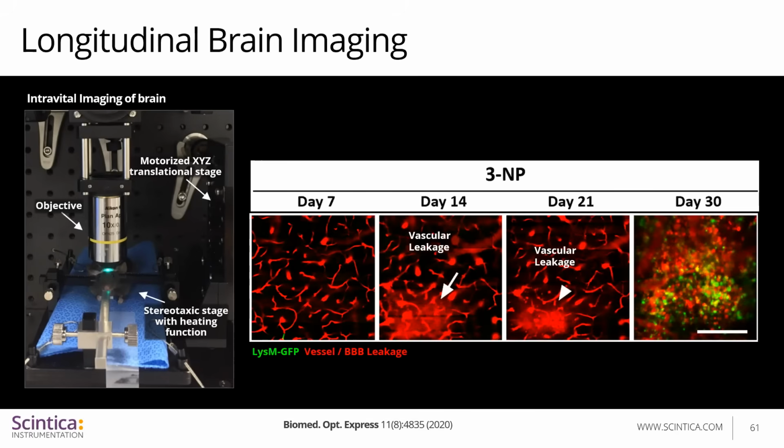And by using an injectable dye that stays in intact blood vessels but is able to leak out of compromised vessels, researchers were able to show that where at day 7 all the vessels were intact, come day 14, dye was starting to leak out of the vessels, and leakage was therefore observed. The leakage was still present at day 21, and by day 30, it was accompanied by an influx of the lysosome M positive cells that were attracted to the inflammatory response caused by the blood-brain barrier disruption.